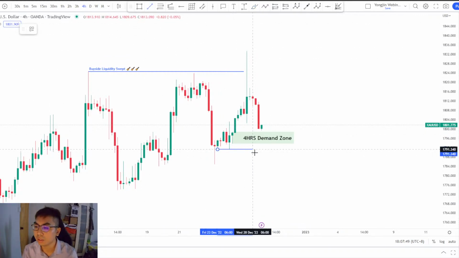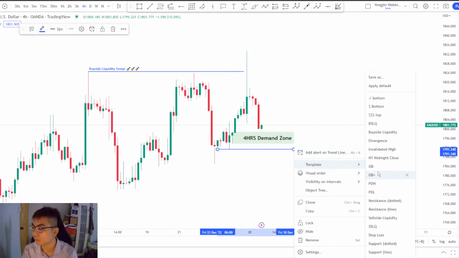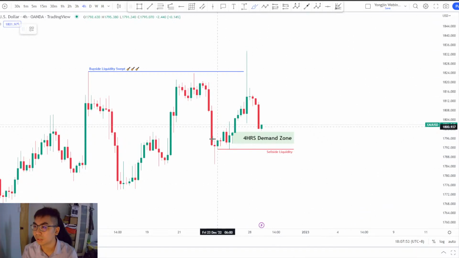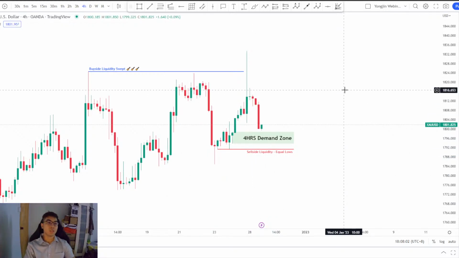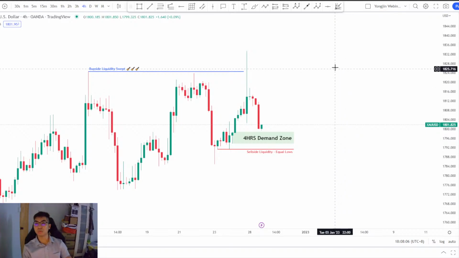If I draw a line right through that sell side liquidity because of these equal lows, I'll just label it out as sell side liquidity. Why? Because of equal lows. So I'll just move on back towards the 1 hour chart.